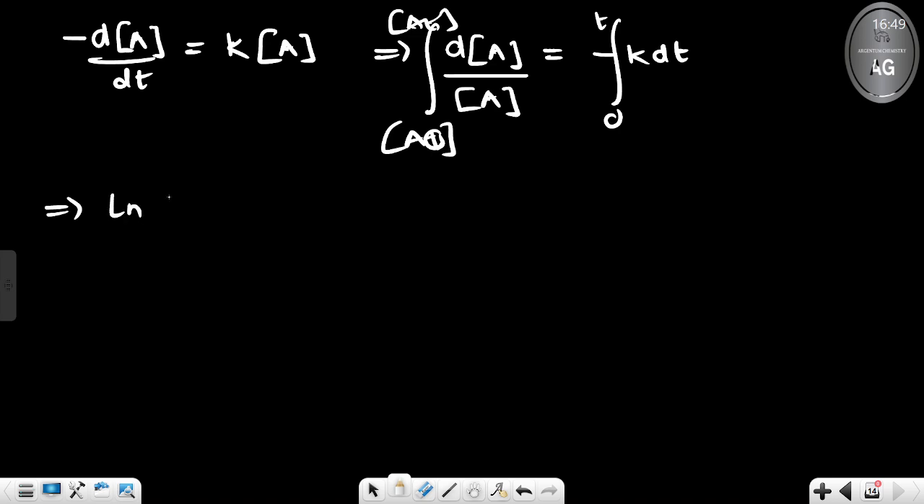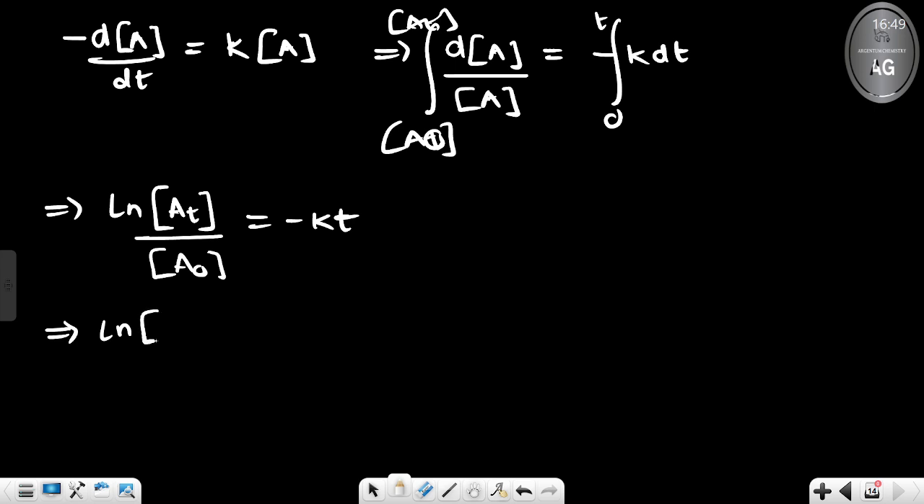So this will become ln A of t minus ln A of 0 equal to minus kt. Correct? ln At by A0, you understood why, because it is the equation we are talking about. This can be written in two different ways. I am showing you. This I can write as ln At minus ln A0 equal to minus kt. So this equation I can transform in this way also.